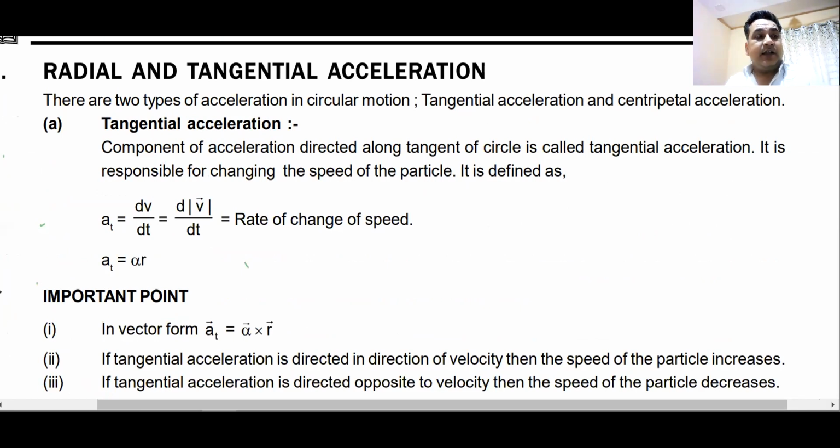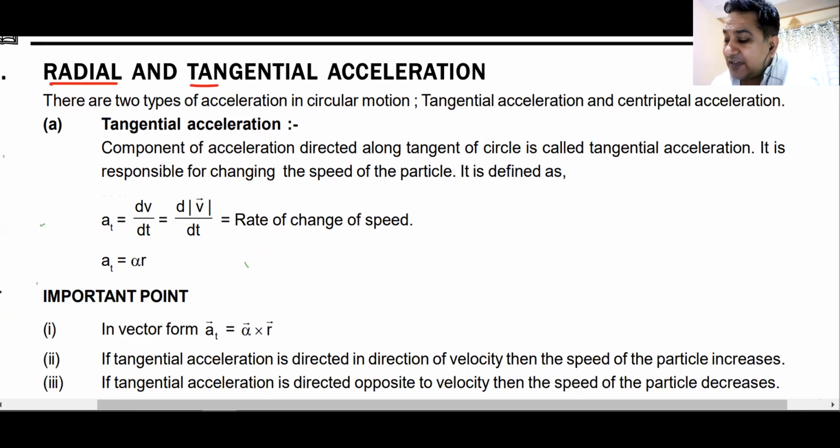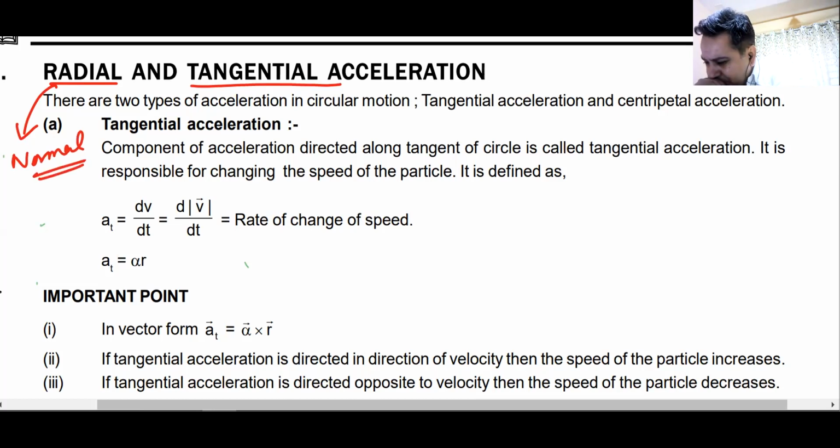Now, having said that, acceleration can be further thought of as consisting of two components. One is known as the radial component, one is known as the tangential. Radial component is also known as the normal component. Tangential component is also known as the parallel component. What does the radial component do and what does the tangential component do? Can anyone tell me?